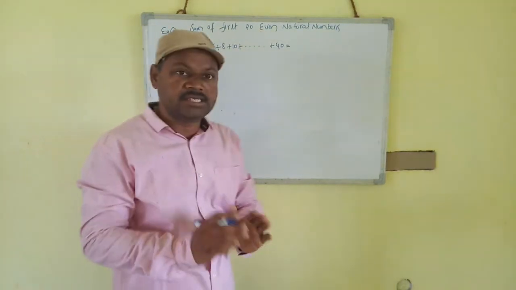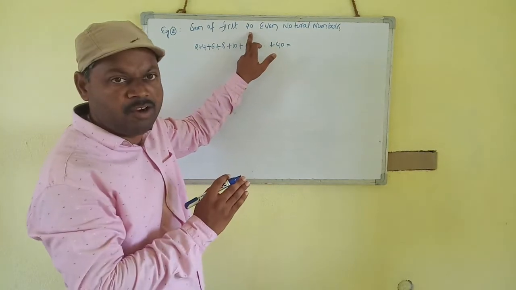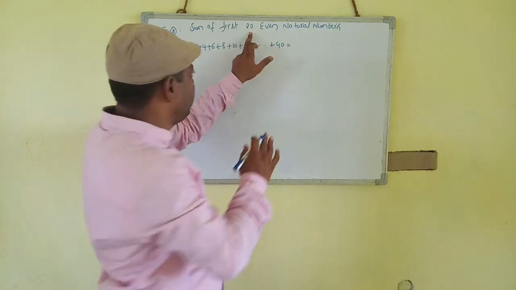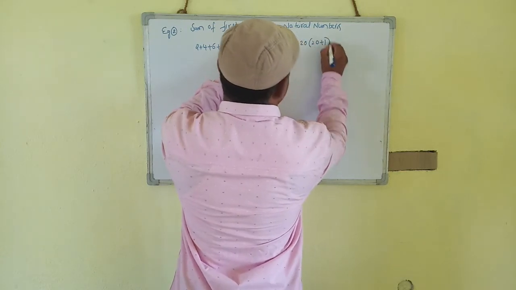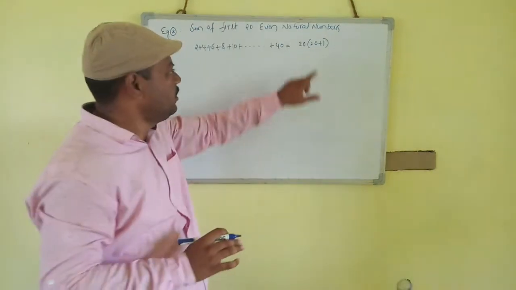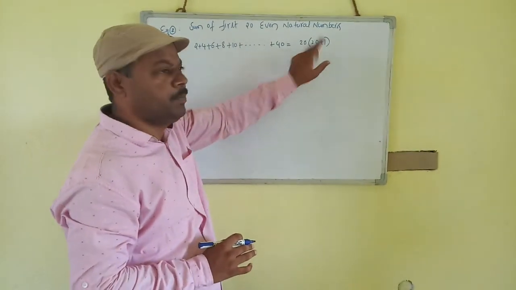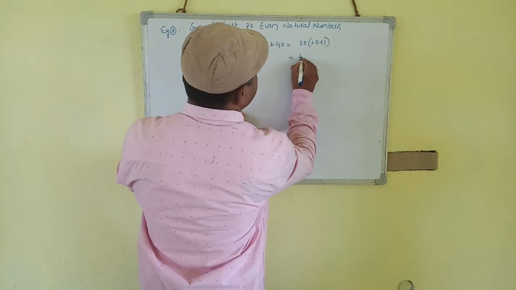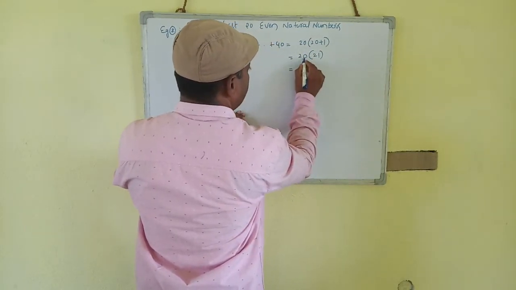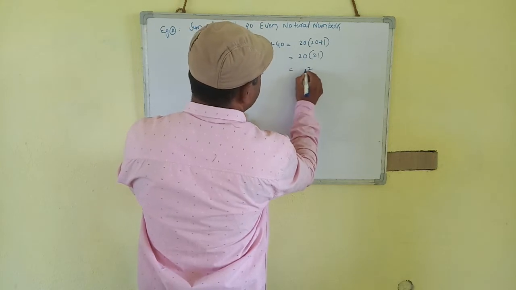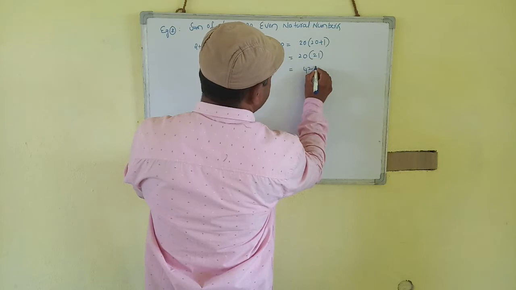So the formula is n into n plus 1. How many even natural numbers are here? 20. So take n value 20: 20 into 20 plus 1, that is 20 into 21. 2 ones are 2, 2 twos are 4, so next 0.